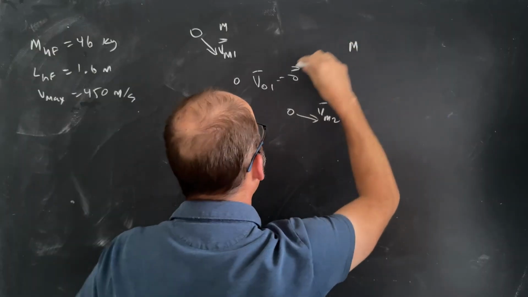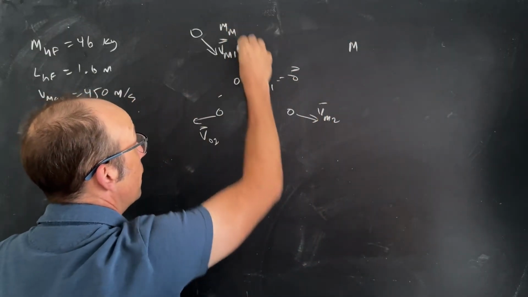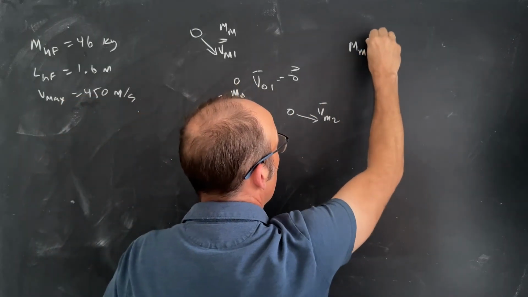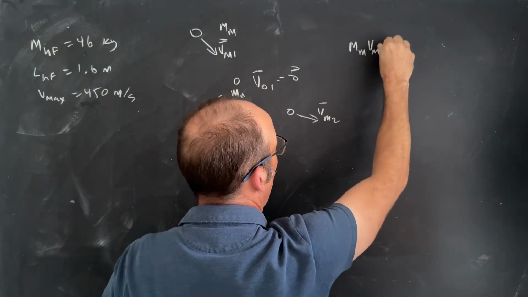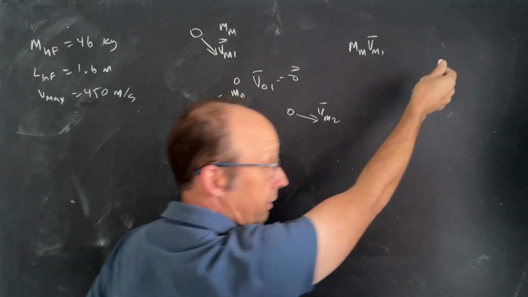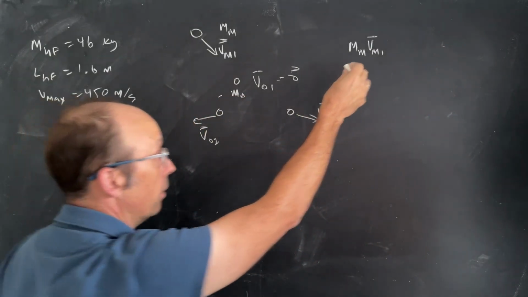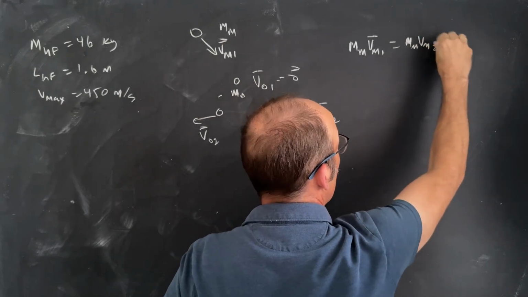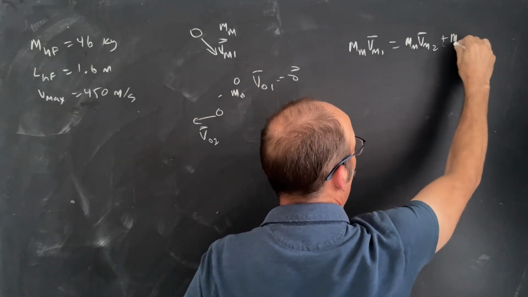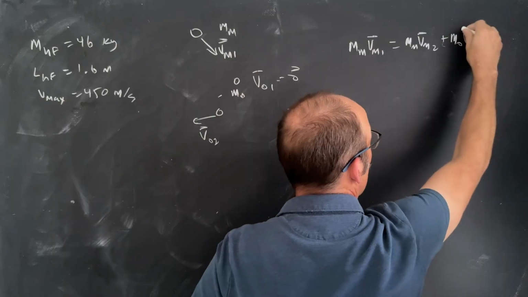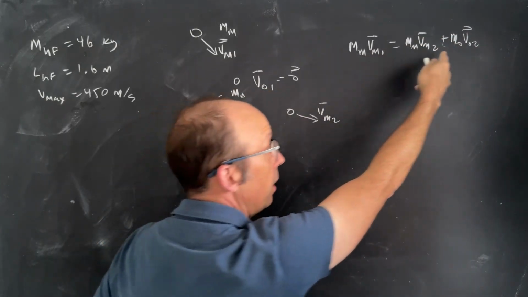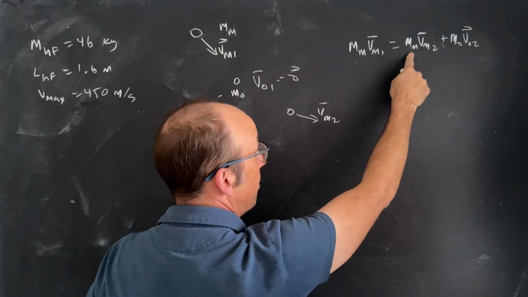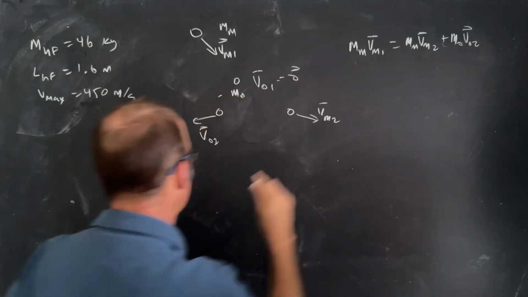So, this is the mass of the missile, M_M. And this is the orb. It has a mass M_O. So M_M V_M1 plus 0, because it has no velocity there, is equal to M_M V_M2 plus M_O V_O2. Right? That's the momentum before the collision. That's the momentum after the collision. Now, I know the mass of the missile. I don't know the mass of the orb. So let's solve for this.